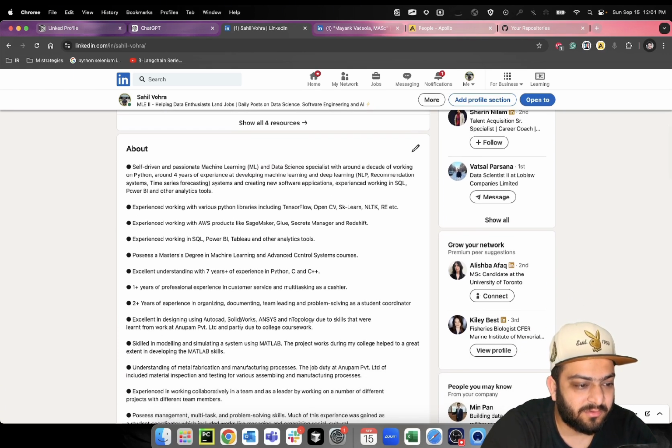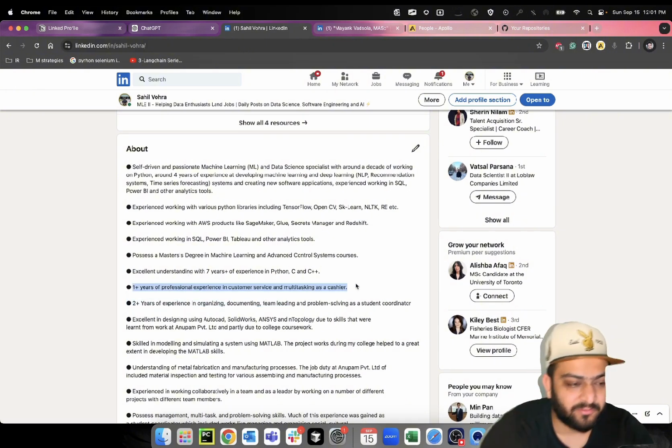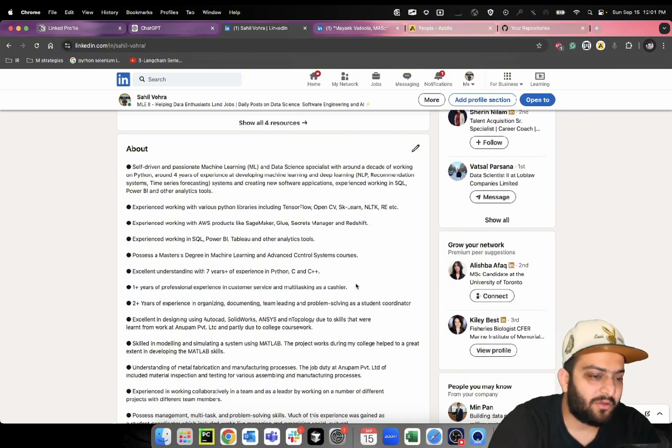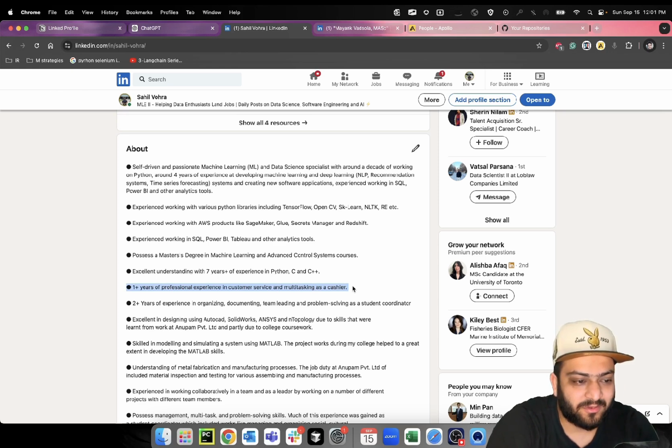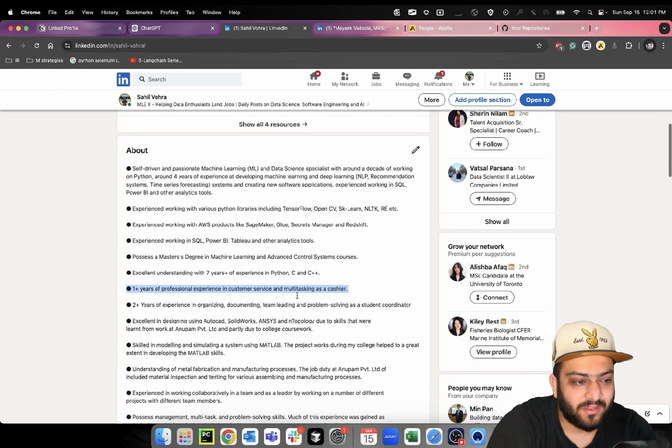For example, this is one of the mistakes I made, which was that I worked as a cashier part time when I was a student. Although, what's the point of writing it? There's no point. So I'm probably going to remove it. So we want to make the best use of this space.